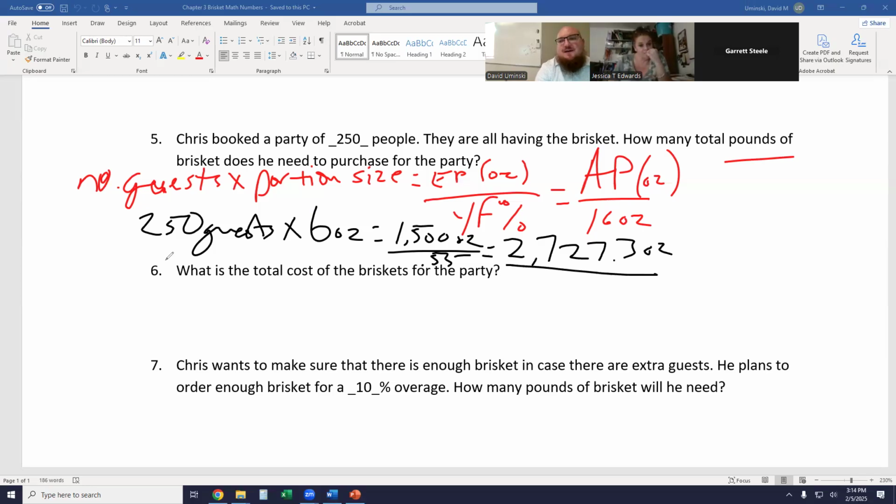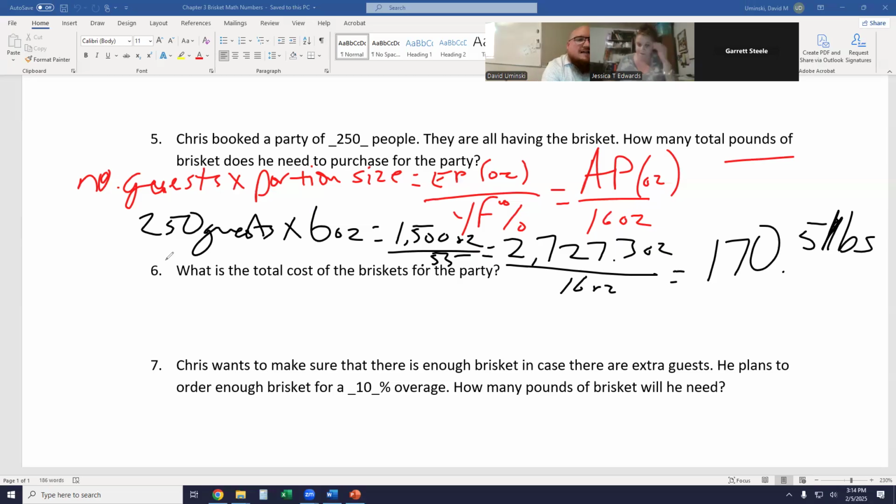No, I divide that by 16 ounces. And I get 170.5 pounds. I need to order 170.5 pounds of brisket to feed 250 people. Okay? Total cost of brisket in the last minute of class. Okay?